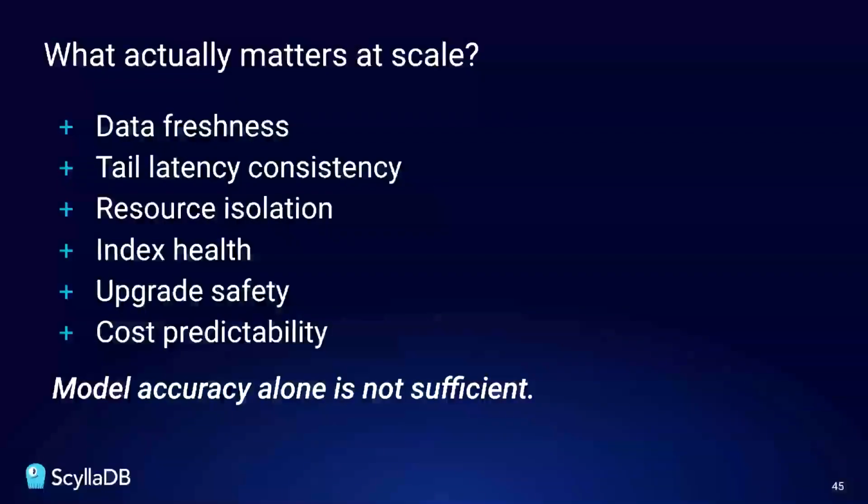All right, so to summarize before we go on to the quiz, what actually matters at scale is that our data remains fresh and up to date, that we have a consistent P99 or tail latency, that our resources are isolated and we don't have contention, so we can prioritize different workloads, and maybe last but not least, cost predictability. This is especially relevant.